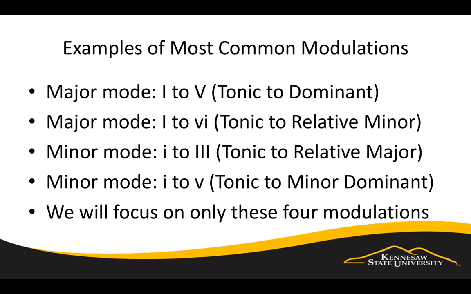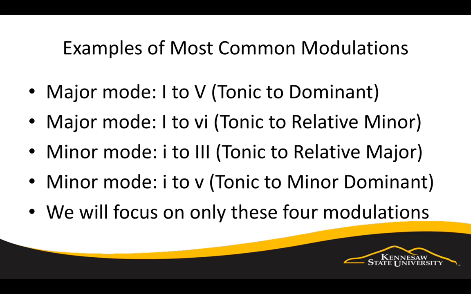Here are some examples of the most common modulations. These are the ones that we will be focused on for this video. In major mode, we have 1 to 5, tonic to dominant, or C major to G major. In the major mode, C major could also go to A minor, shown by Roman numeral 1 going to Roman numeral 6, so the tonic to the relative minor.